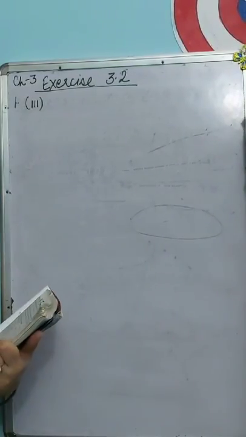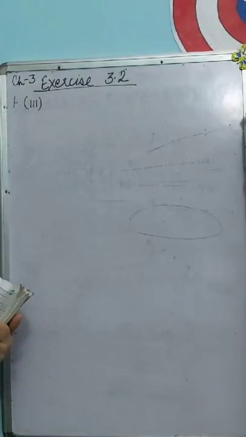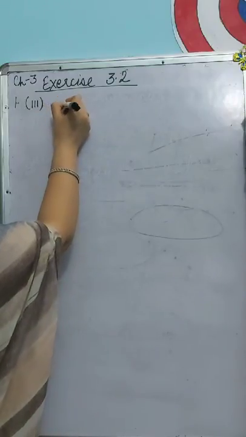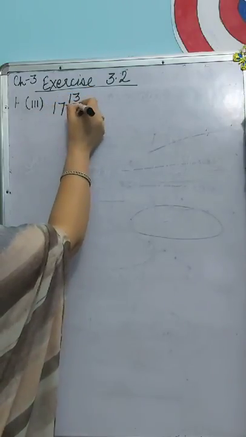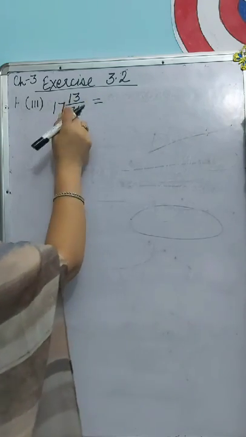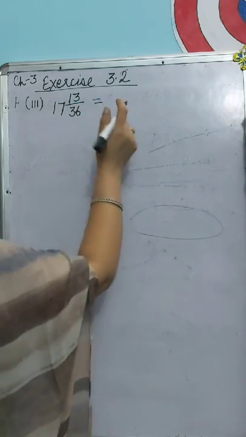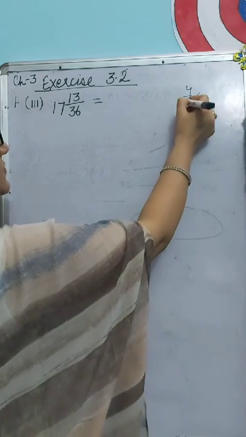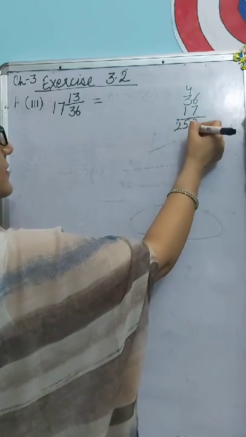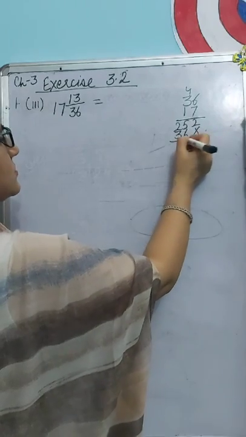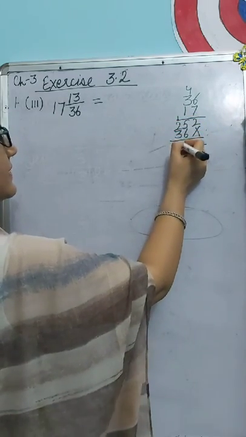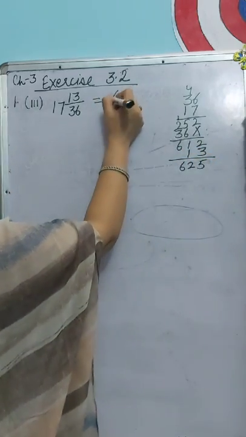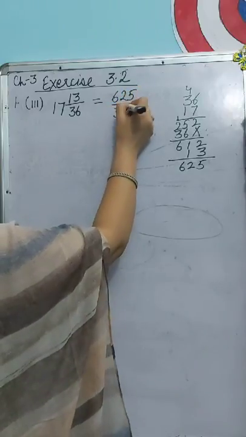So we are going to start the exercise, students. Exercise 3.2. First question, by splitting into prime factors, find the square root of the following. I am picking the third part, 17 13 over 36. How to make this mixed fraction an improper fraction? 36 multiplied by 17: 7 6s are 42, 7 3s are 21 and 4, 25. Here and here it is 36 only. 2 5s are 10 and 1, 11, 5 and 6, 612 plus 13, 625. So here we get 625 over 36.